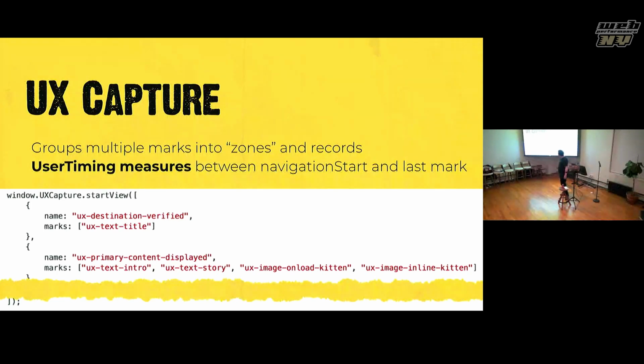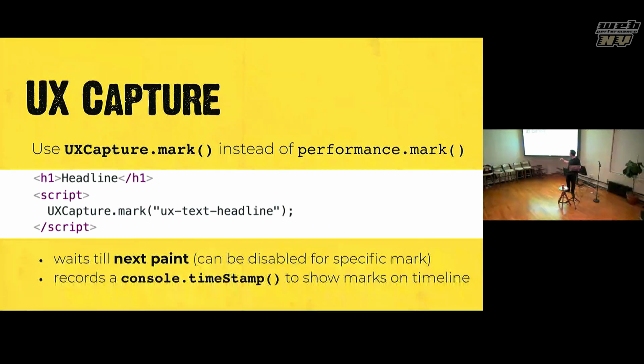Well, for the destination verified phase, only the title is necessary, right? So you group these things together. And then you just wrap the mark. Instead of using performance.mark, you just use a UX-Capture.mark call, the very same type of call, and you fire them at the same time you would fire performance.mark. But what it will do is wait until the last one of the marks in this group, or zone maybe we call them, fires, and say, hey, our zone is ready, let's record the measure.